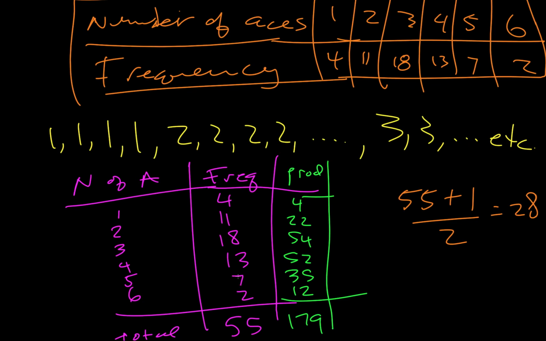So we want to count 28 into this. 4 plus 11 is 15, so we're still not there. 15 plus 18 is going to be 33. If we add up to 15, we're still in the 2s, but if we get all the way to 33, then we're in the 3s, so the median must be one of these 18. If we listed all of these out like I did in yellow, then the middle number is going to be one of the 3s. And so the median is equal to 3.